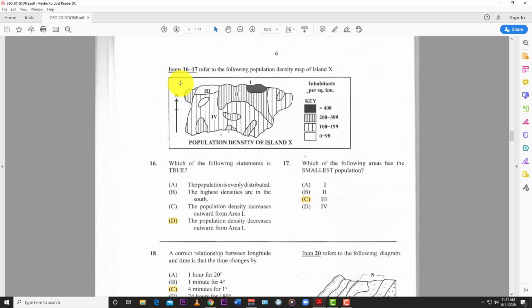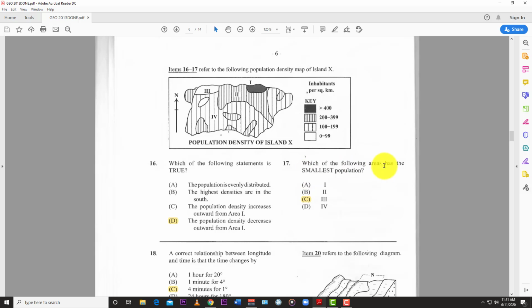Now we have items 16 and 17, a Puerto Rico looking map right here. Island X. Which of the following statements is true? The best answer here is D, the population density decreases outwards from area 1. You have area 1 here, and based on the key, the population density per square kilometer is greater than 400. So you see that right here. That's the most dense area.